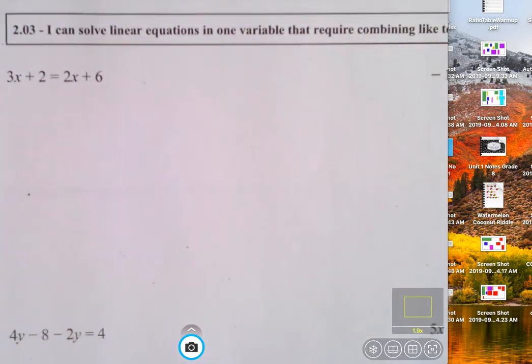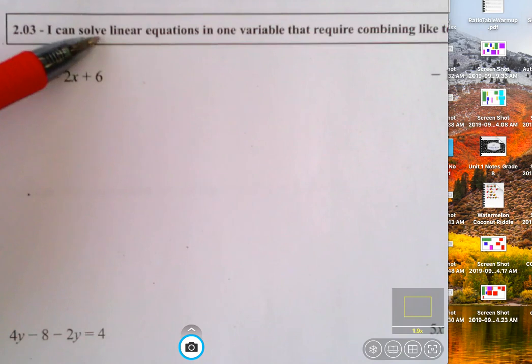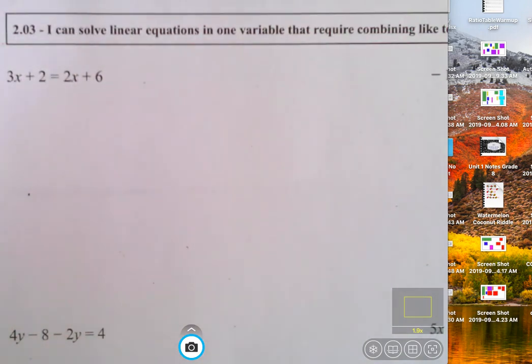I can solve linear equations in one variable that require combining like terms. Okay, so we're solving for x. This really should say solve for the unknown variable somewhere, but it doesn't. So we're just assuming that we're being asked to solve. So I want to know what x is.